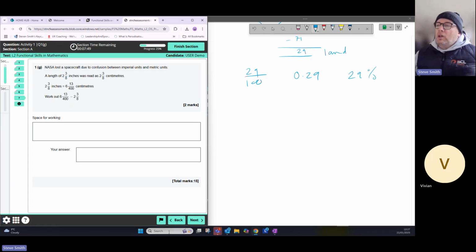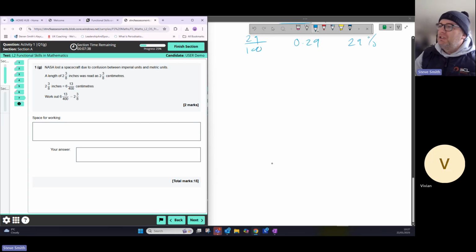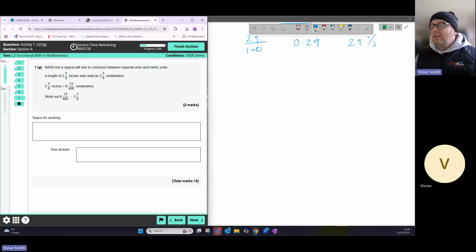NASA lost a spacecraft due to confusion, doesn't surprise me, between imperial units and metric units. Another confusing life story. Why do we have inches and millimeters and centimeters? Why can't we just have 1? A length of 2 3/8 inches was read as 2 3/8 centimeters. 2 3/8 centimeters equals 6 13/400.